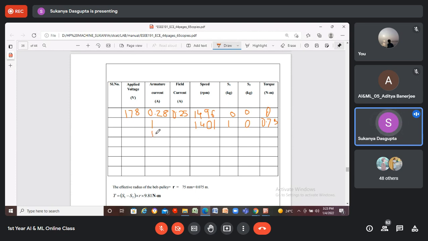Next we will vary the armature current, 1.2, 1.4, by adjusting the two rheostats connected with the armature. That means when you are giving the load, the applied armature voltage will try to drop down, but it should be kept at a fixed value. That's why we need to adjust the rheostats connected with the armature side. 1.6, 1.8. We'll take these 6 readings.